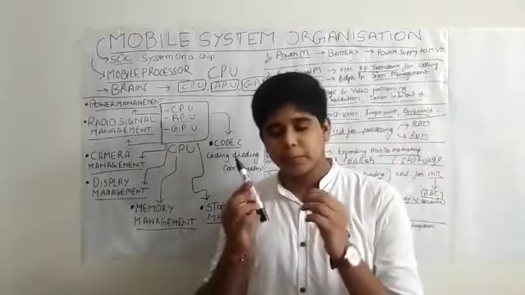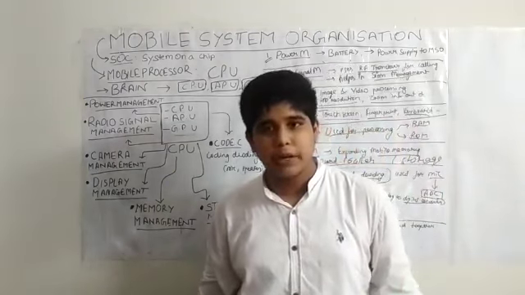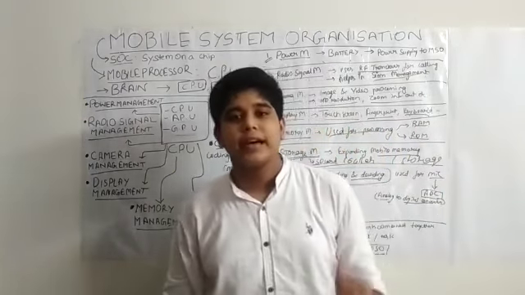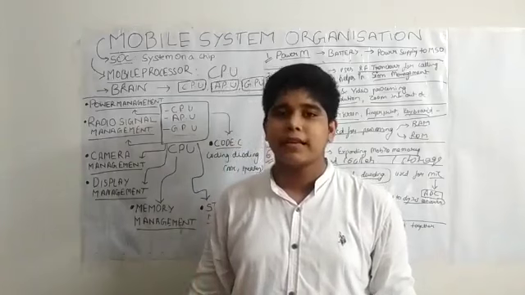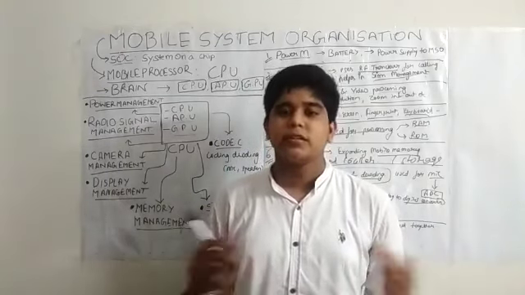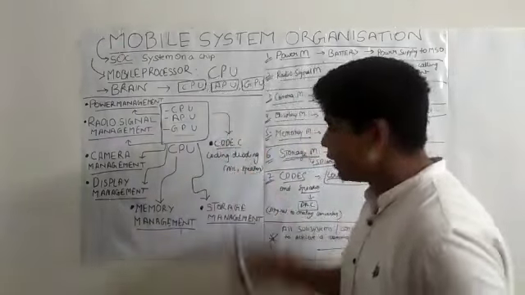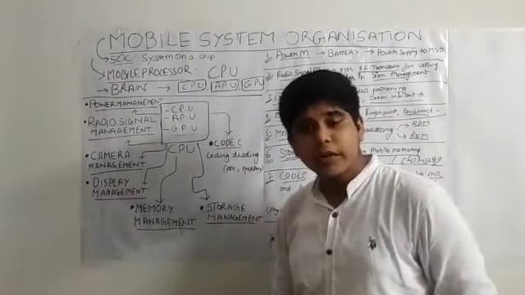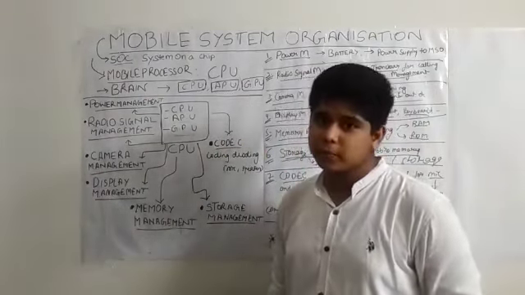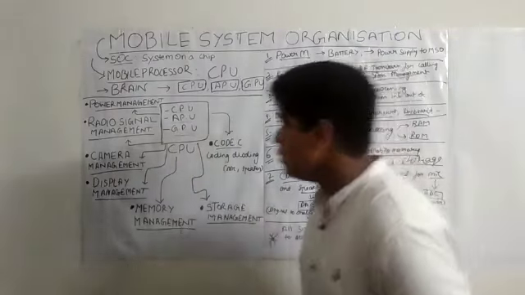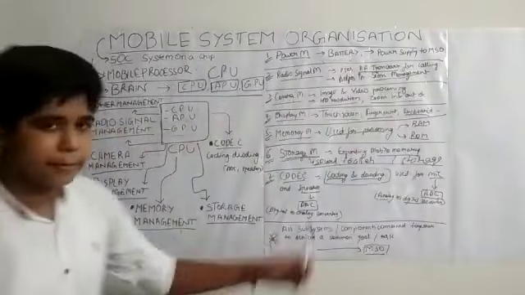Storage management is mainly used for expanding the memory or storage of the phone. It is done by SD cards like 16 GB, 32 GB, 64 GB, 128 GB, etc. At last we have codec. Codec stands for coding and decoding. It is mainly used for mic and speakers. Now I will explain all these subsystems here.